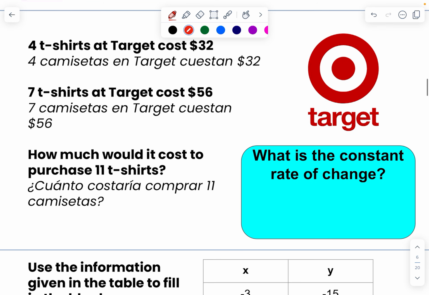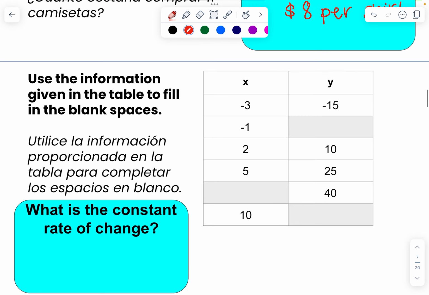And so we can go back and think of all of these problems and identify the constant rate of change. To start here with the target problem, the constant rate of change was $8 per shirt, because we figured out that the t-shirts were going to be $8 apiece. If we go back to this table right here, the constant rate of change, remember, we were multiplying by 5.